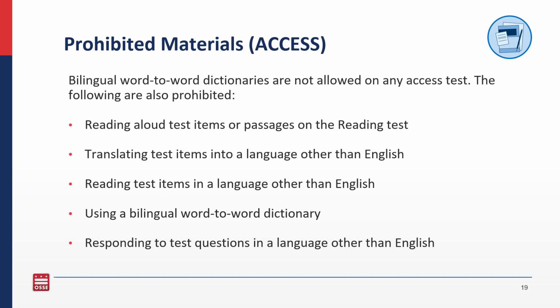Prohibited materials access. Bilingual word-to-word dictionaries are not allowed on any ACCESS test. The following are also prohibited: reading aloud test items or passages on the reading test, translating test items into a language other than English, reading test items in a language other than English, responding to test questions in a language other than English. Additional guidance can be found in the ACCESS Test Manuals available on the WIDA website.